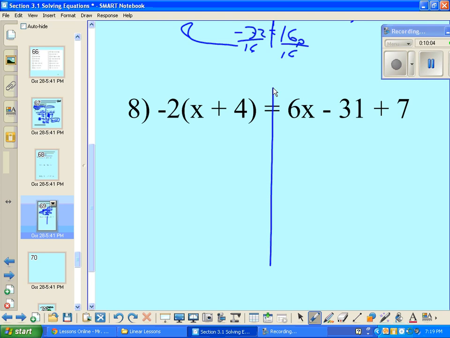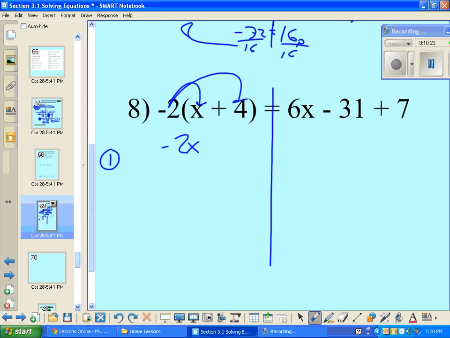In this last problem here, I'm going to think about my steps. It's problem number 8. It says -2, and then parentheses x plus 4, and that equals 6x minus 31 plus 7. Thinking about my steps, step number 1 says distribute somewhere if I can. So over on this left side here, I can take -2 times x and -2 times 4. So yes, I can distribute in this problem.